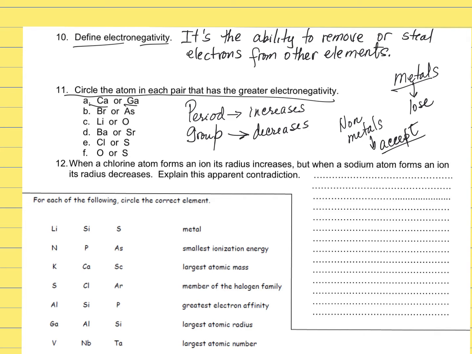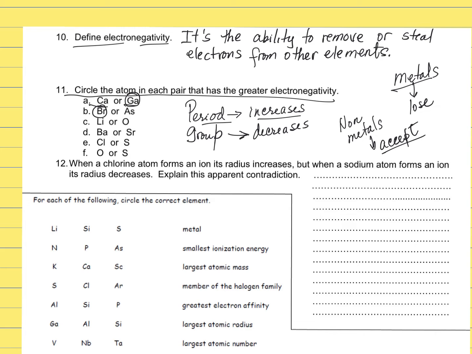Calcium and gallium, they're in the same period. Calcium is in group 2 and gallium is in group 13. So you are moving across the period. What happens across the period? The electronegativity is going to increase. So gallium is the one that has the highest electronegativity. Bromine and, I don't know the name, astatine. Okay, bromine. They're in the same period. Bromine is the one with the highest electronegativity because As is in group 15, while bromine is in group 17.